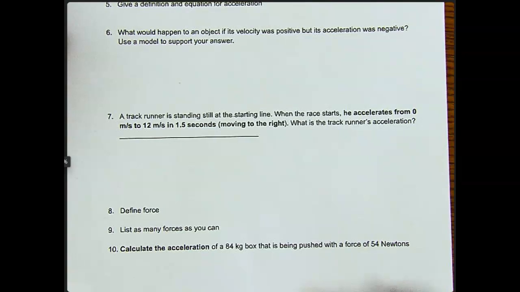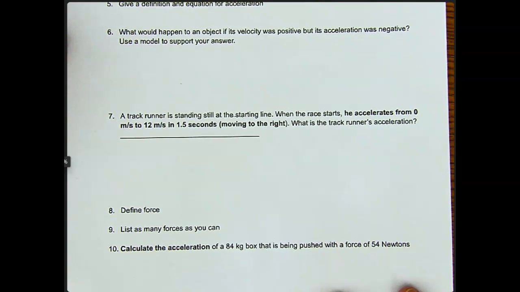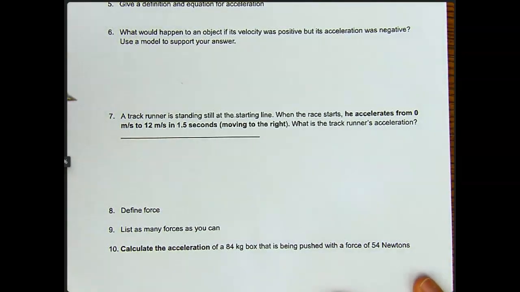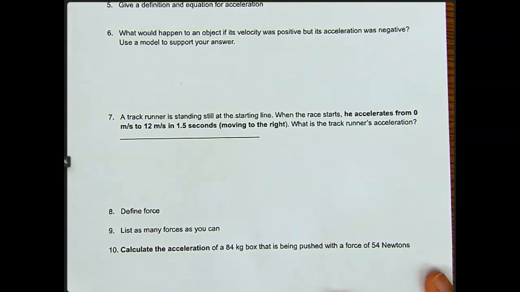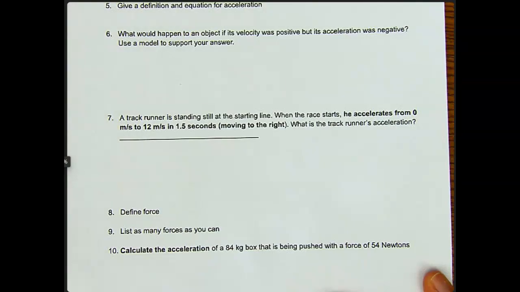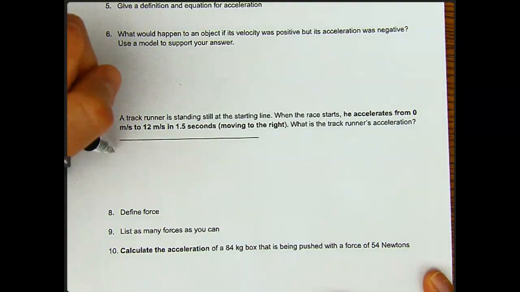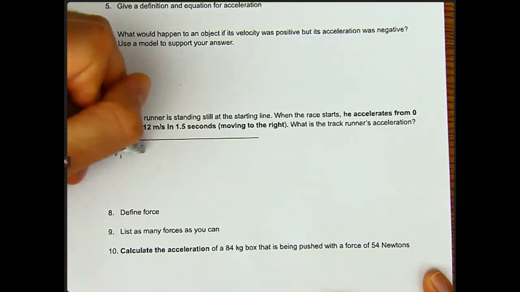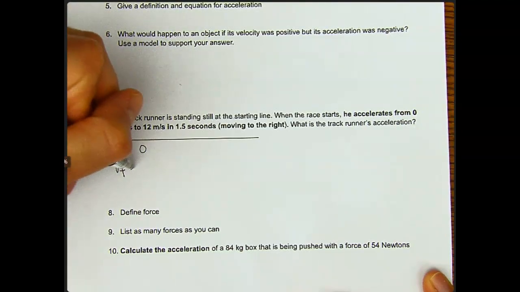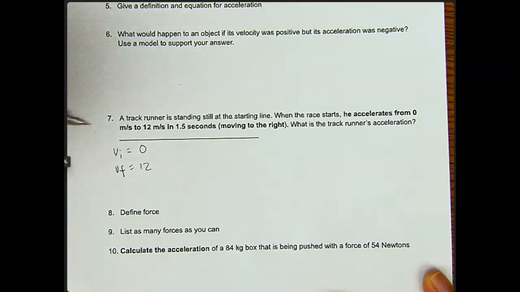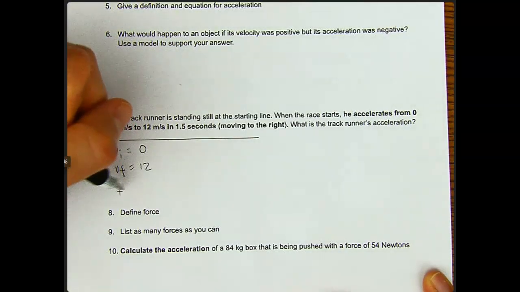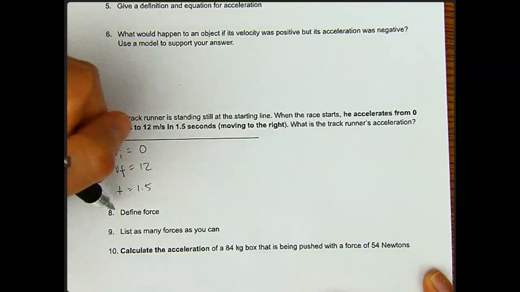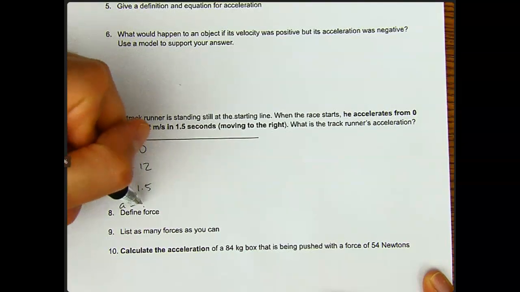We'll quickly do number 7. So number 7, there's a track runner, gives us a bunch of numbers, and it's asking for acceleration. So let's see what we know. We know that they accelerate from 0 meters per second to 12 meters per second. So their initial velocity is 0, their final velocity is 12, and they accelerate in 1.5 seconds. And it's asking for what is my acceleration.